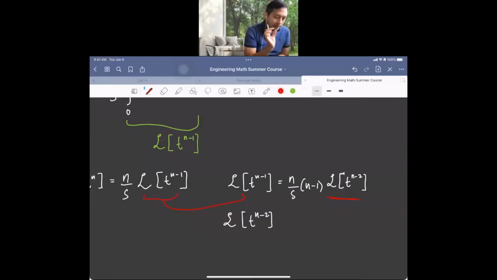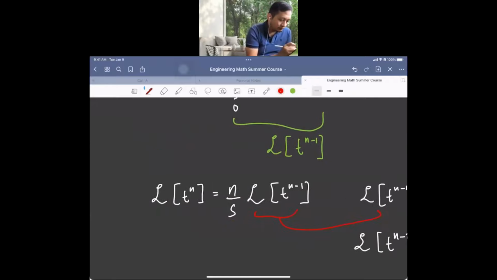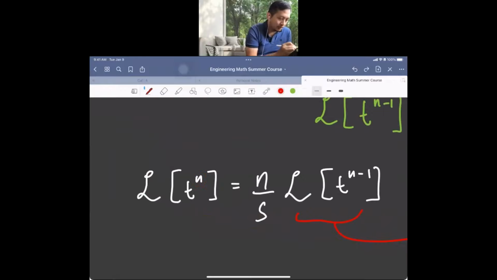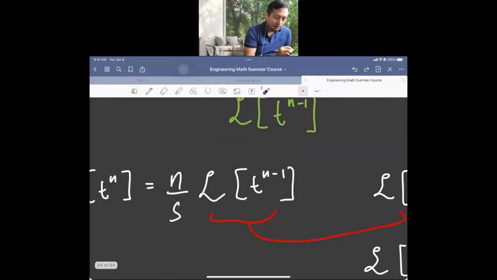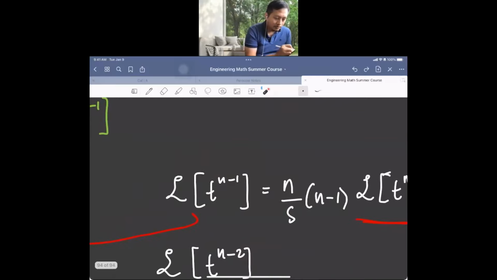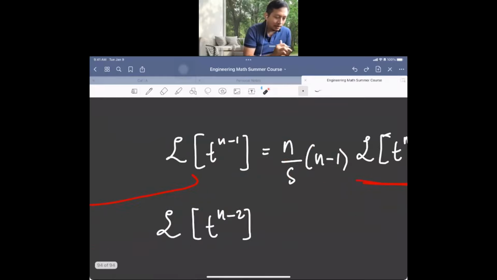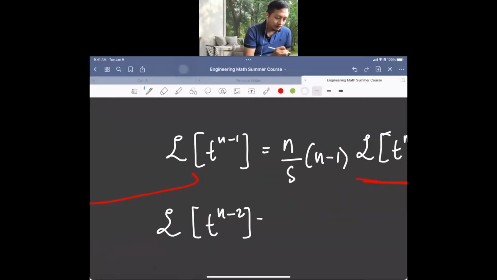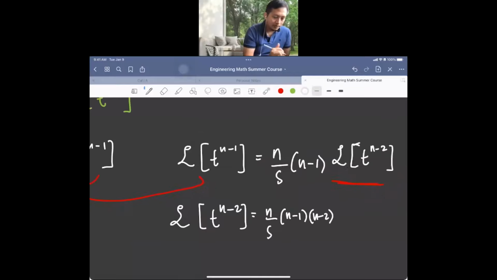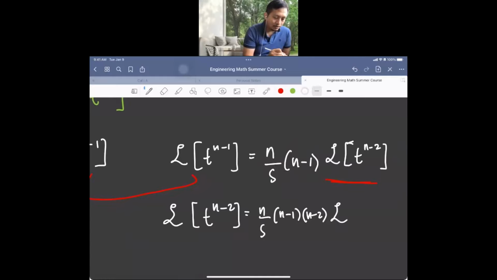So what is technically happening? When you have n, you will give n here, n over s. The s doesn't really matter, so n will be here. When you have n minus 1, you will give this n minus 1 through this n minus 1 here, and n is still there and s still there. When you have n minus 2, you will give this n minus 2 exactly here, and this will give you another Laplace of t^(n-3).